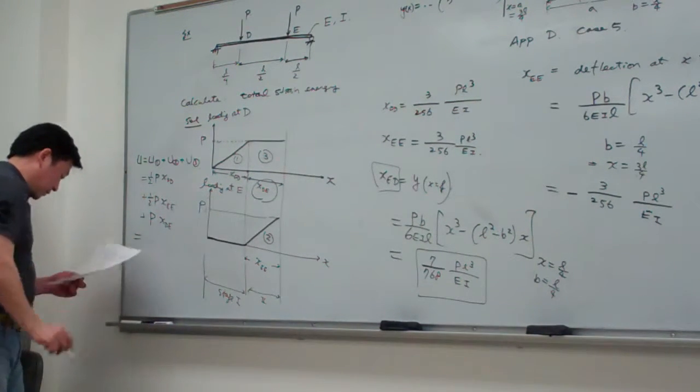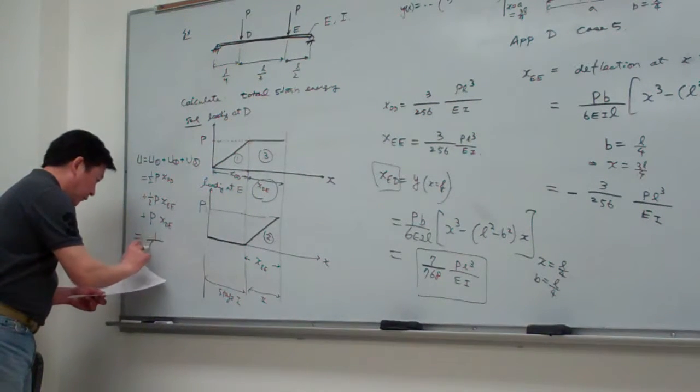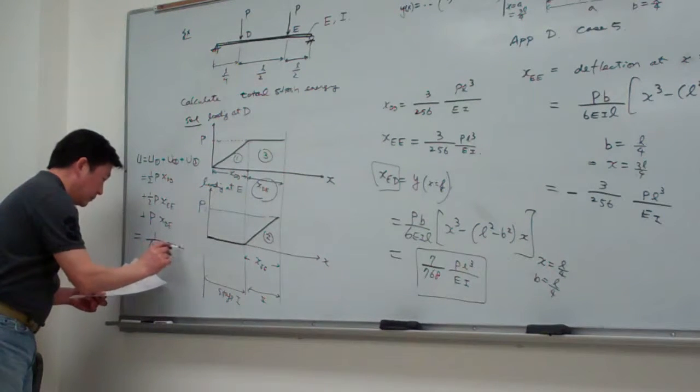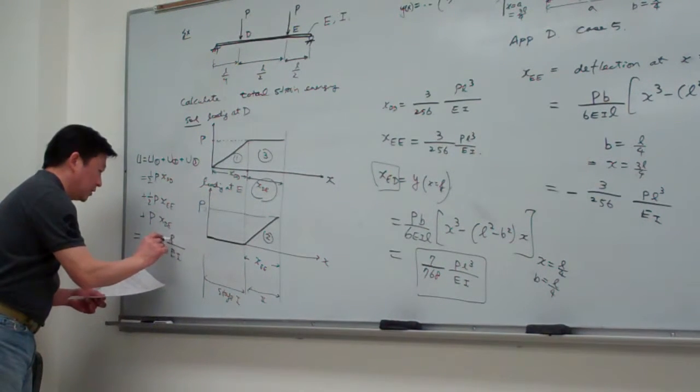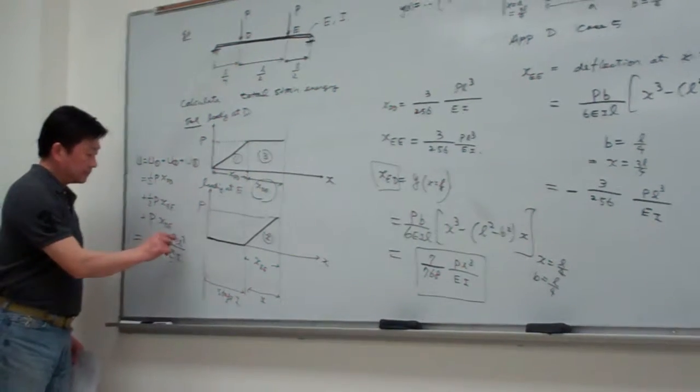Okay, so this result will be equal to 48 EI, P squared L3. That's it.